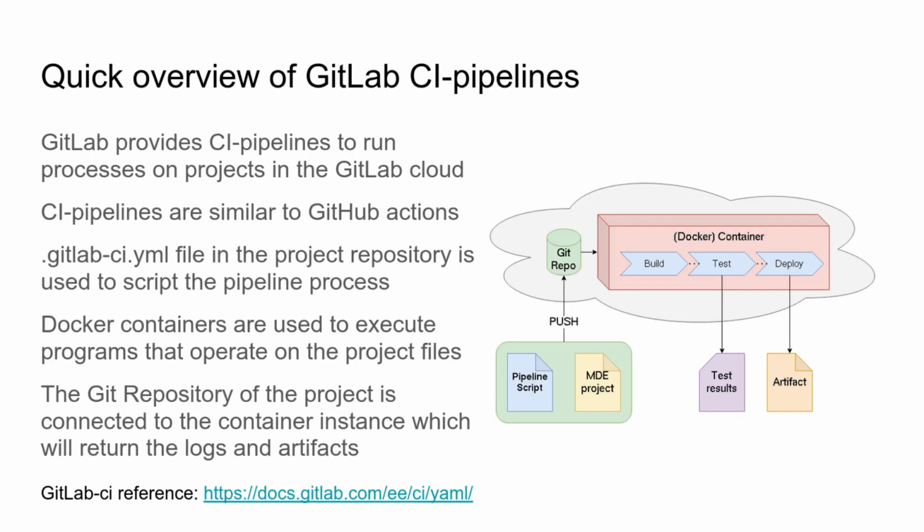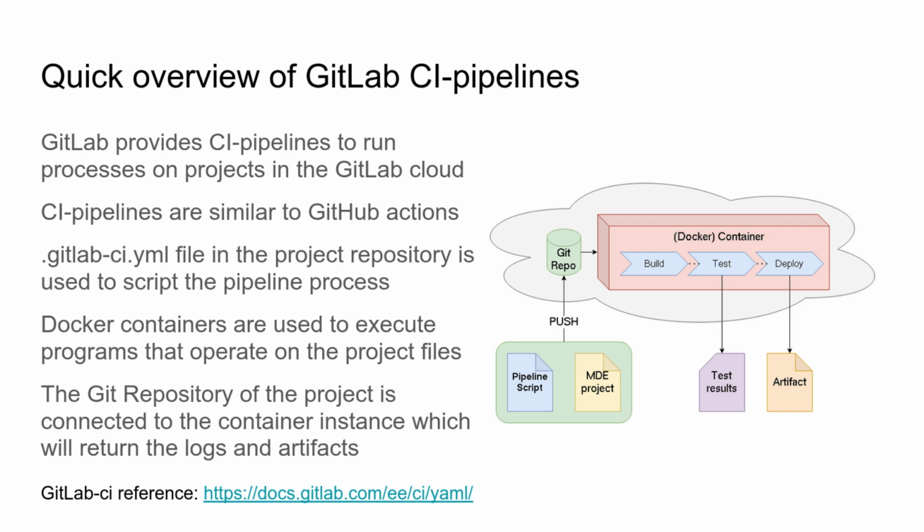So let's have a quick overview of a GitLab CI pipeline. GitLab provides the CI pipelines to run processes on projects in the GitLab cloud. A script is provided in a gitlab-ci.yaml file, and in this we describe the processes that we would like to perform on our code base in the pipeline process. The CI pipeline can launch Docker containers with any tools that we require to execute the stages that we've outlined in our pipeline process.